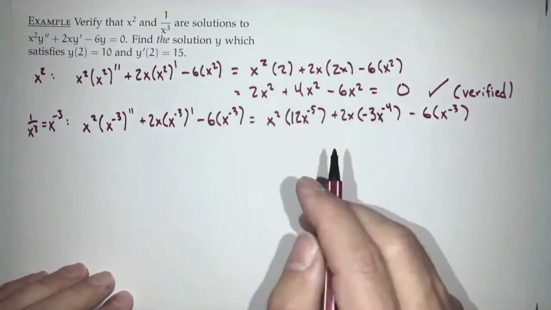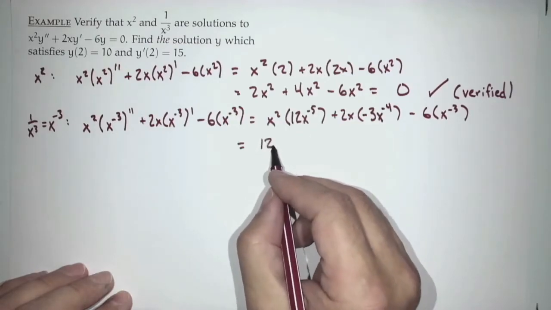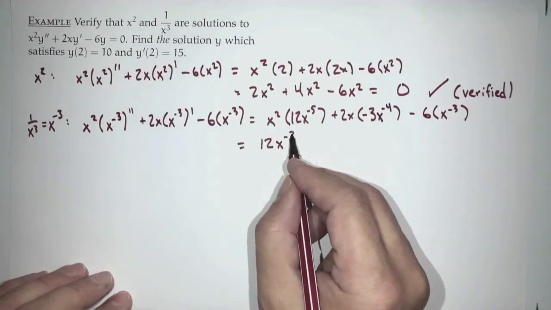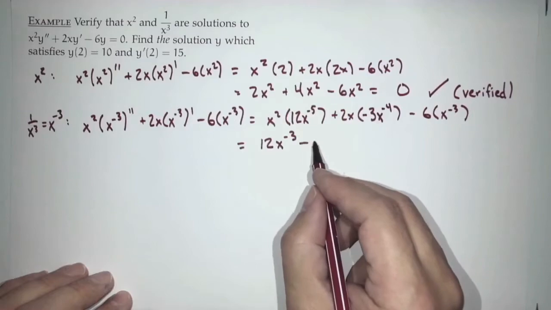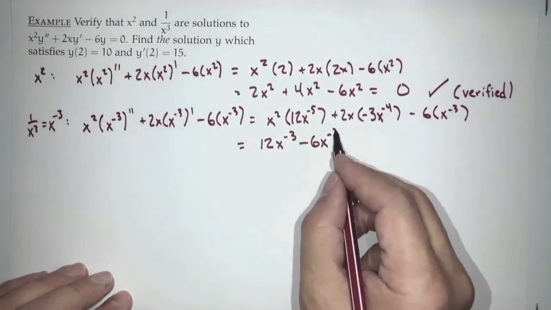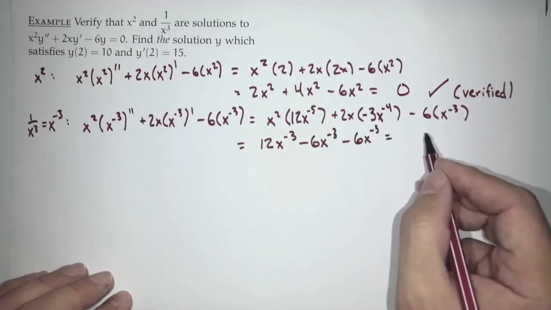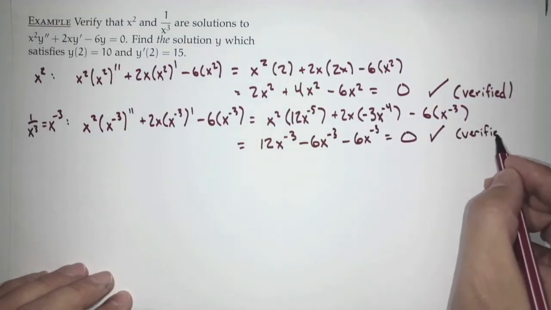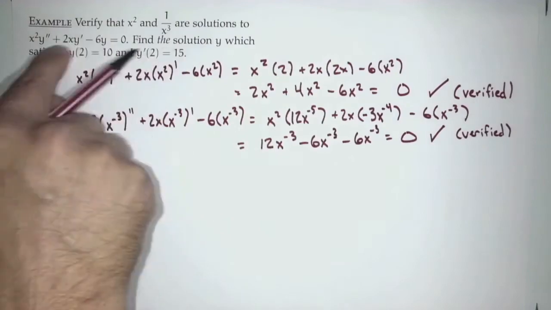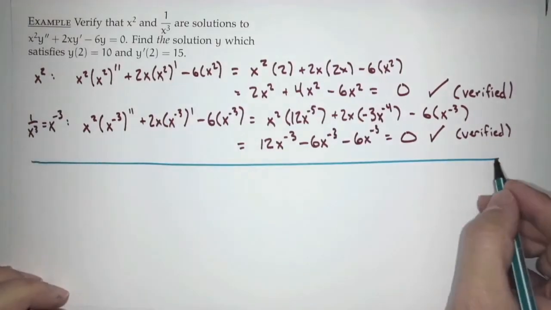All right, so what do we have? Well, x squared times x to minus 5 will give us x to negative 3. So 12x to the negative 3. Then the next term will give us minus 6x to the negative 3. Last term, minus 6x to negative 3. Put it all together, we get 0, which is what we want. So that's also been verified. Okay, so that's the first sentence. We're halfway done because there's only 2 sentences. Woohoo! Nice. All right, on to sentence number 2.